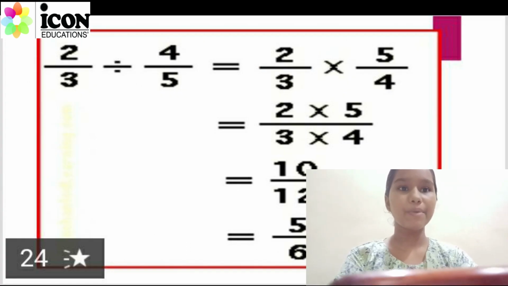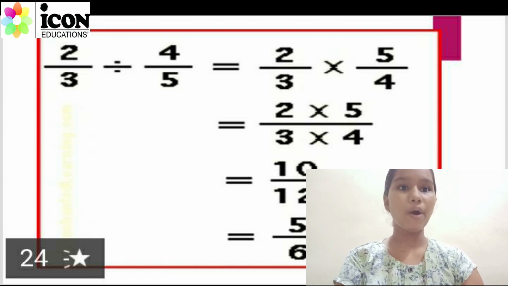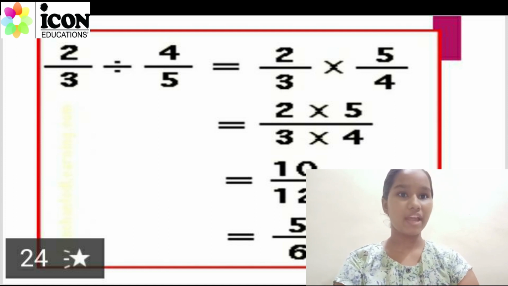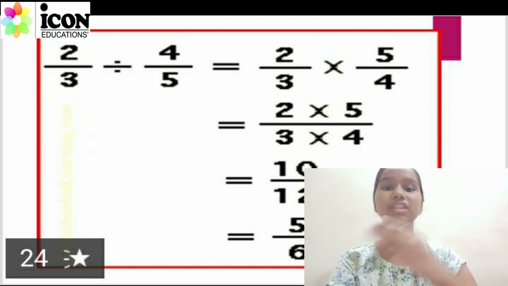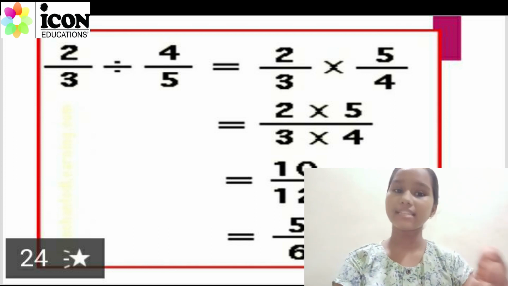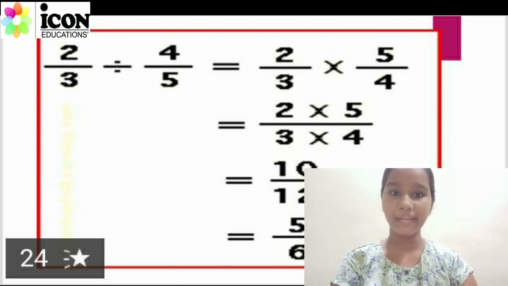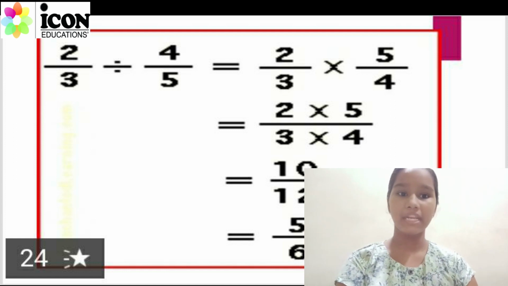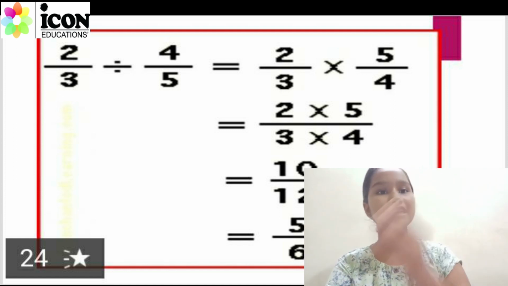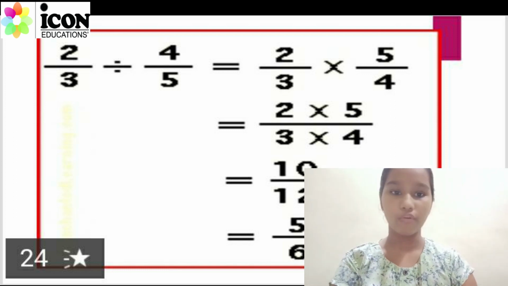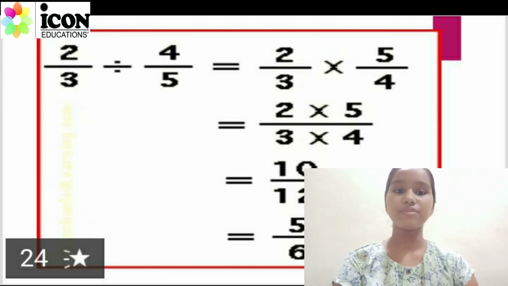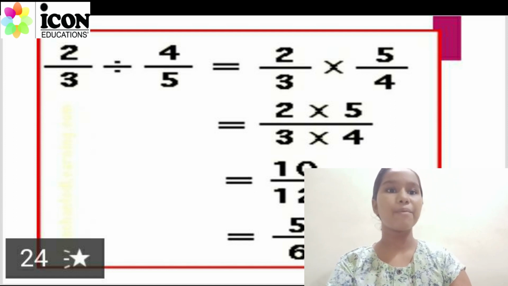Now here is an example of division. The sum is 2 upon 3 divided by 4 upon 5. Our first step was write the first fraction as it is. So we will write 2 upon 3 as it is given. And the division we will make multiplication, and 4 upon 5 we will flip it, which will become 5 upon 4. So it is 2 upon 3 multiplied by 5 upon 4. And now we know how to multiply. Multiply the numerator with the numerator. So 2 into 5 upon denominator with the denominator, which is 3 into 4. So 2 5s are 10 upon 3 4s are 12. And we can reduce it to 5 upon 6.